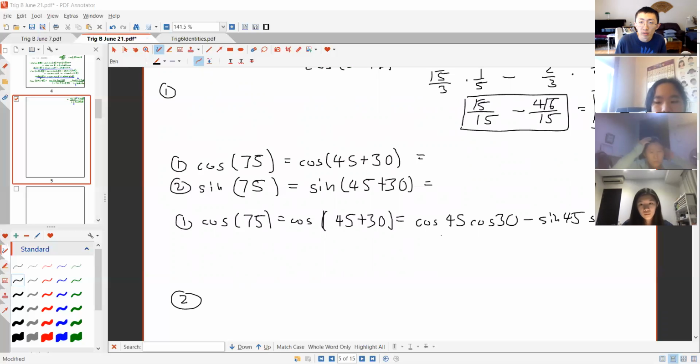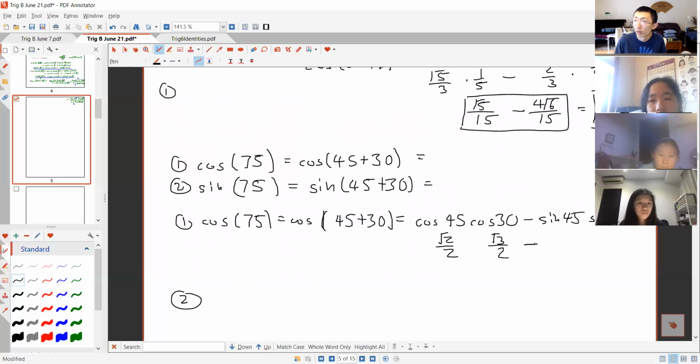Okay, so this is, let's see, root 2 over 2 cosine 30. I just plugged it into the cosine addition formula. So cos 30 is root 3 over 2. And then this is the same as, this is half. So when we do this, this is root 6 over 4 minus root 2 over 4. So root 6 minus root 2 over 4.